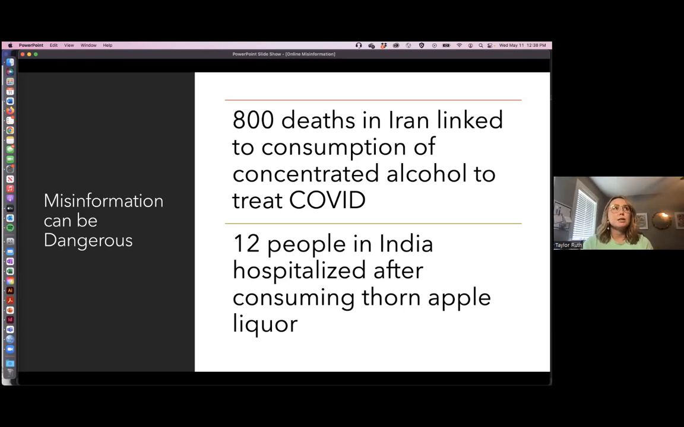So we need to understand how this information is being spread and what we can do to help engage the public in meaningful conversations about science, so that they're making decisions with accurate information rather than misinformation.